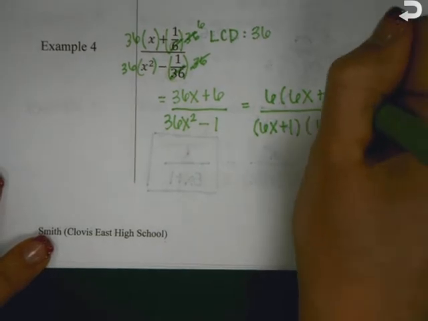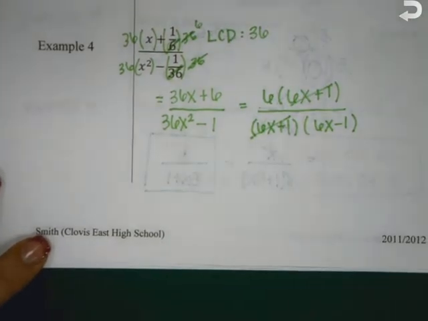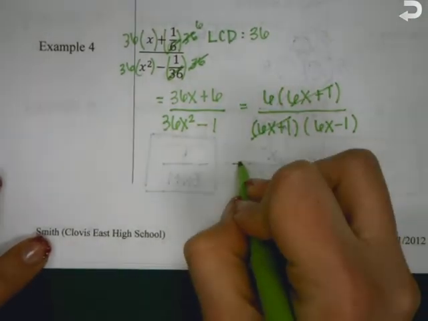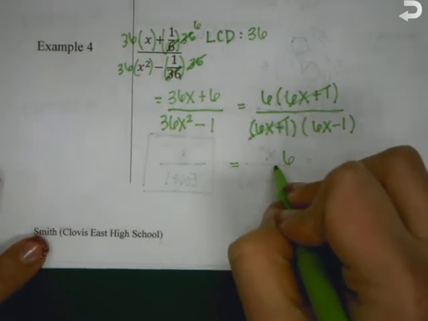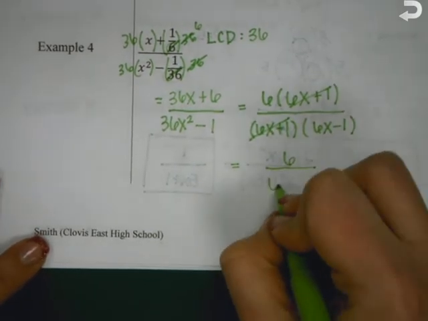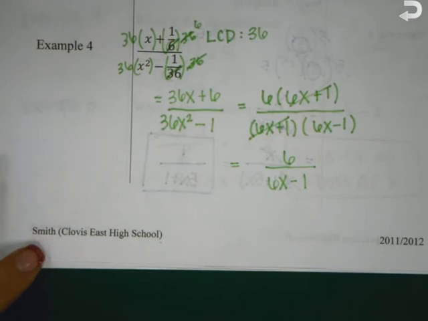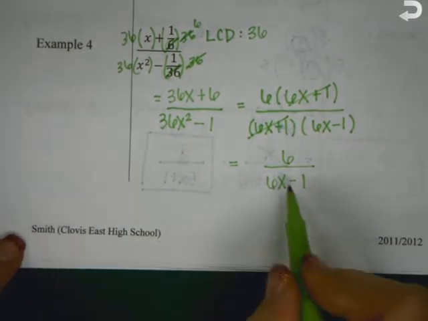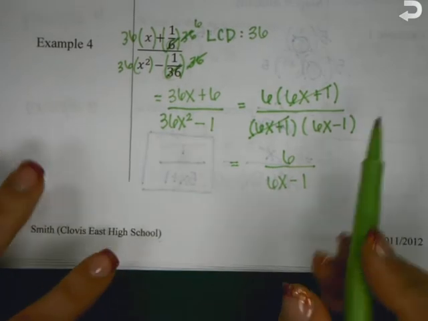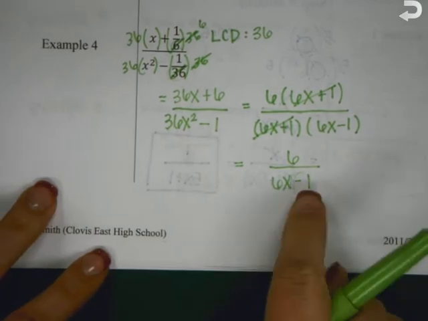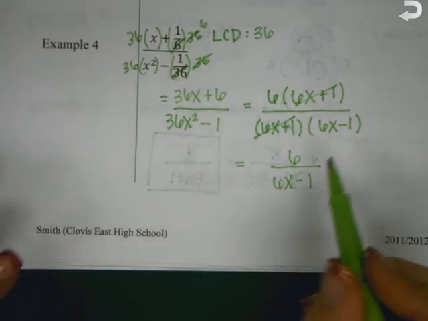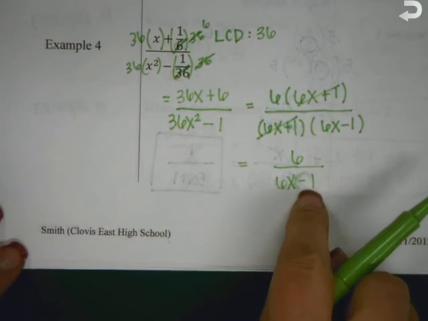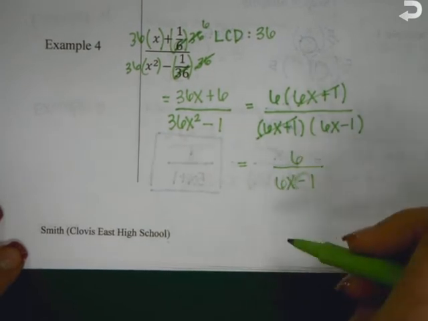So I get, in the numerator, 6 over 6x minus 1. Now, these 6s cancel, right? Wrong. They do not. Why not? Because it has to be the whole thing. So because the denominator has subtraction, we just leave it like this. So you're not canceling those? We cannot.